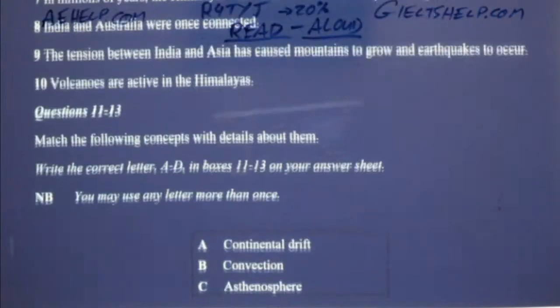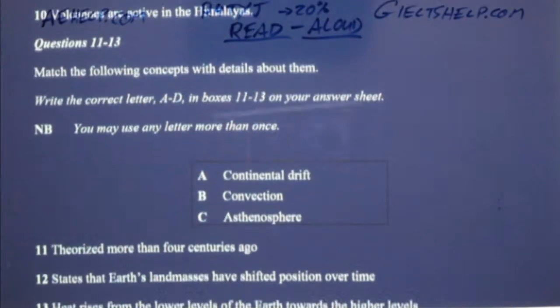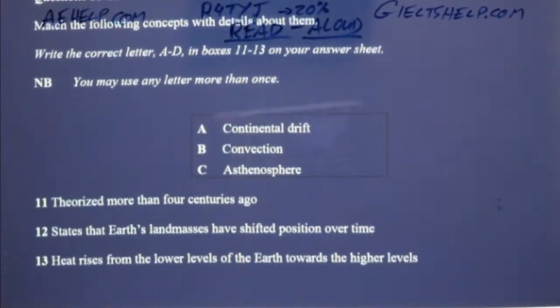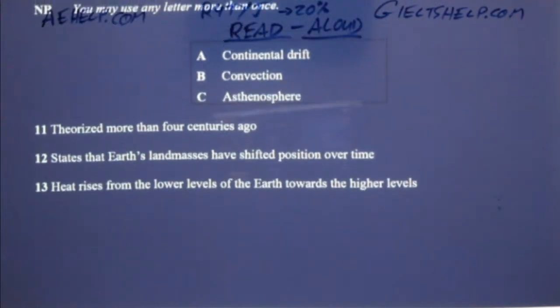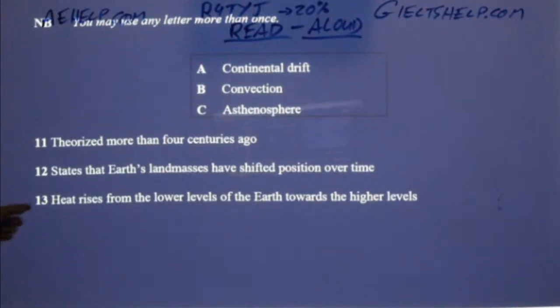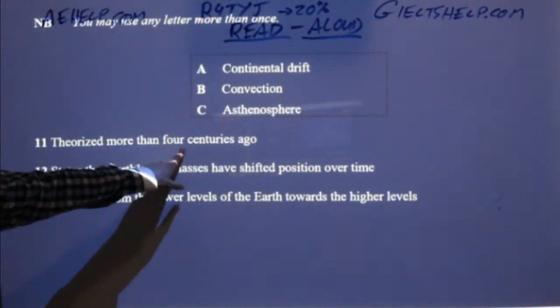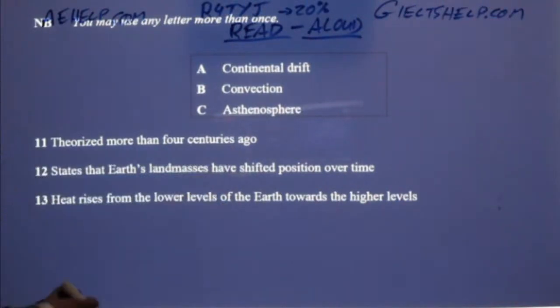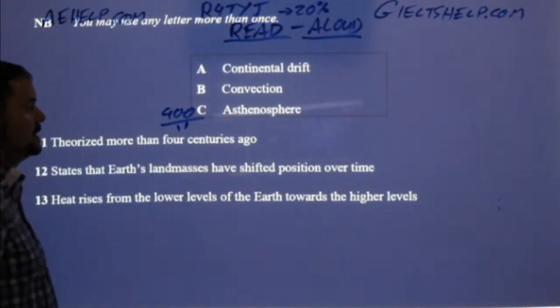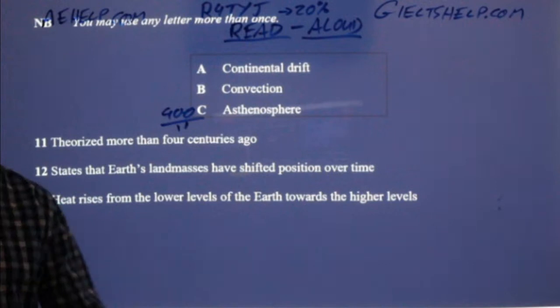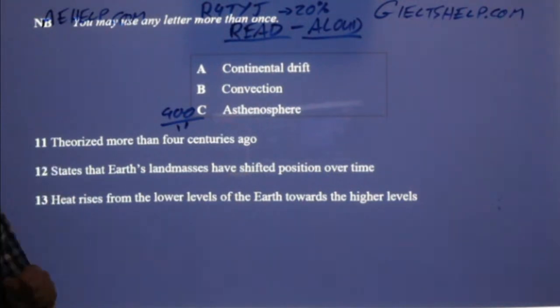Okay, questions 11 to 13, match the following concept with the details: continental drift, convection, and asthenosphere. So theorized more than 4 centuries ago. So 4 centuries equals 400 years. This was Abraham Ortelius. What's the answer for number 11? Nice and quick.